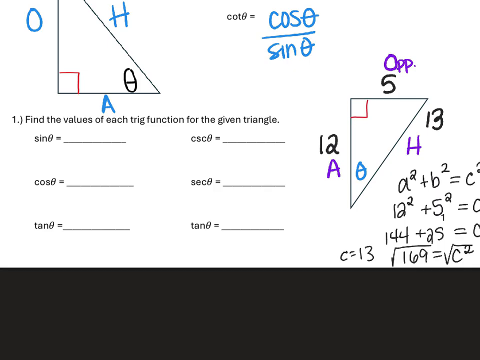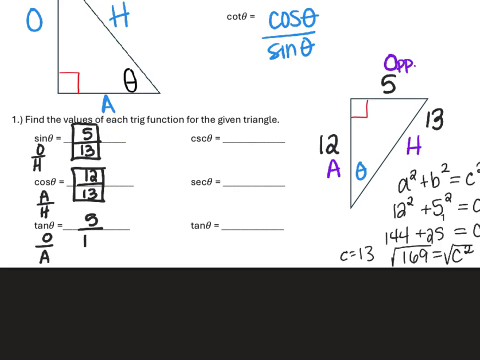Okay, sine, remember, is opposite over hypotenuse. So we'll take the opposite side, which we have labeled 5, over the hypotenuse, 13. Cosine is adjacent over hypotenuse. So the adjacent side is 12 over the hypotenuse, which is 13. If you ever get fractions that you can simplify, you must simplify them. These don't simplify anymore. And then tangent is opposite over adjacent. So the opposite side is 5 over the adjacent side, 12.